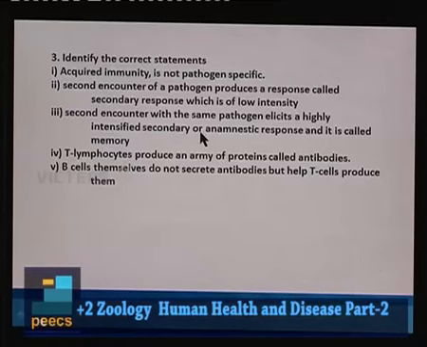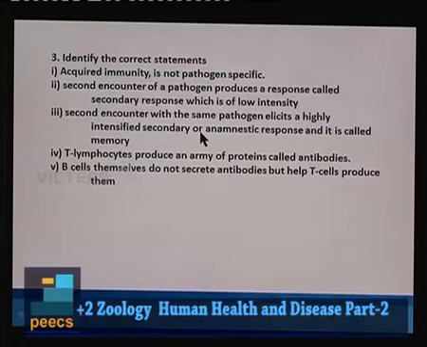What about the fourth one? T lymphocytes are producing an army of proteins called antibodies. This is wrong because it is B cell producing antibodies. T cells are not producing antibodies, but they can activate the B cell to produce antibodies. What about the last one? B cells themselves do not secrete antibodies, but help the T cells to produce them.